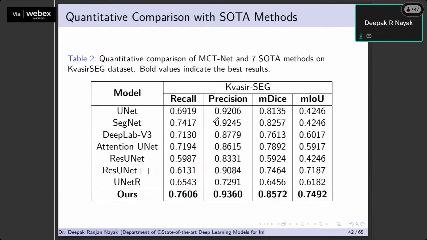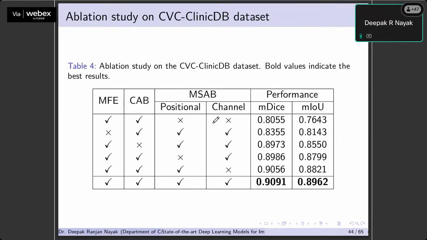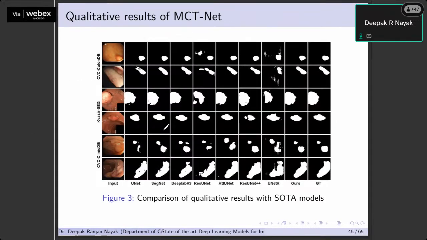And let me show you some qualitative results where you will get to know more about the performance of the model which we have obtained using this MCT-Net. You can see over here, these are some of the input images taken from different data sets, and this is the ground truth provided by the doctors. The results in the last column are nothing but the ground truth for each of these images.